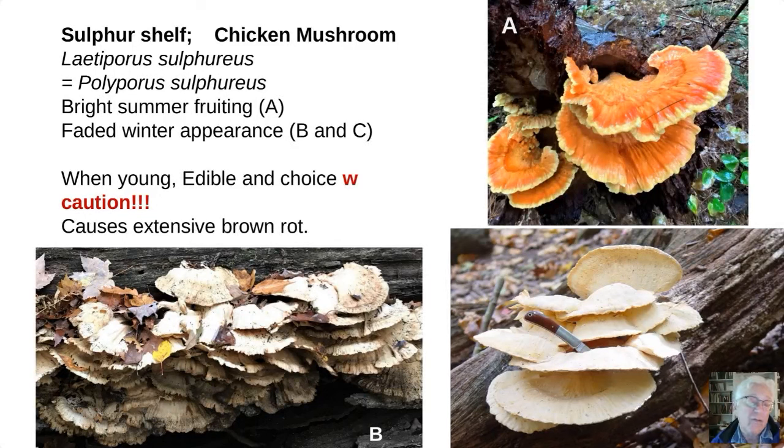And so we have different names for those species. So there's seven different species. The one growing on hemlock is Laetiporus huronensis, for Huron County in Michigan.